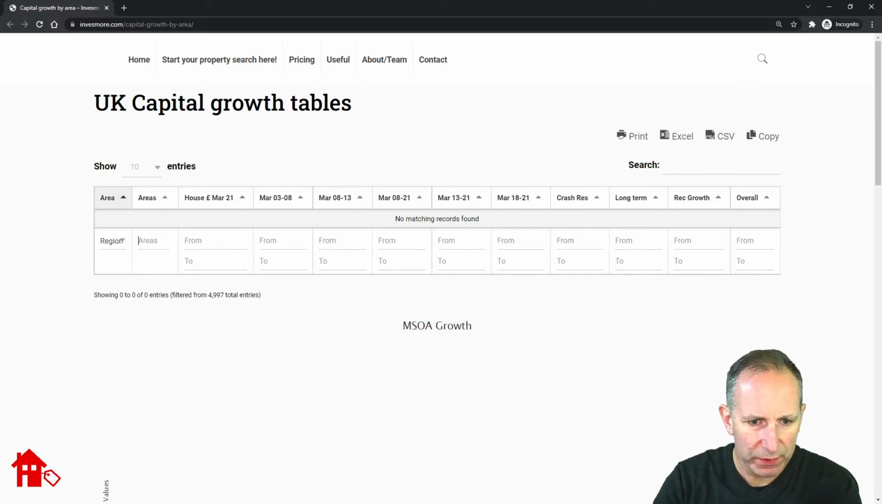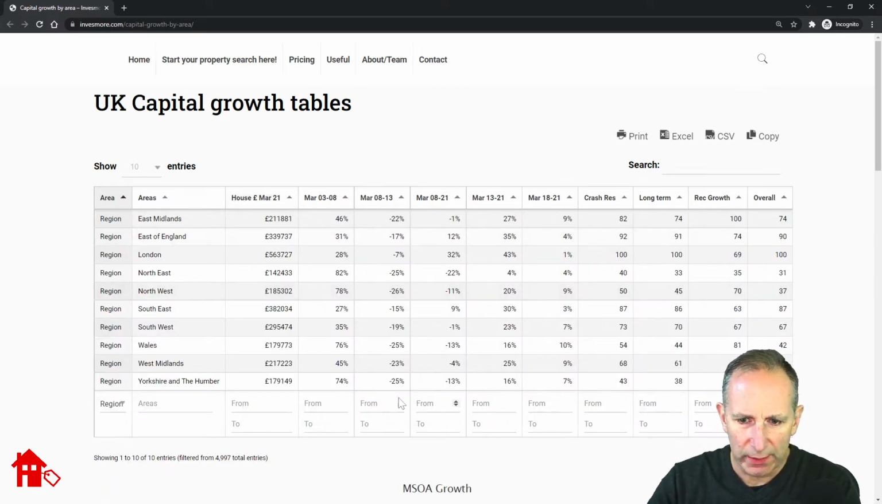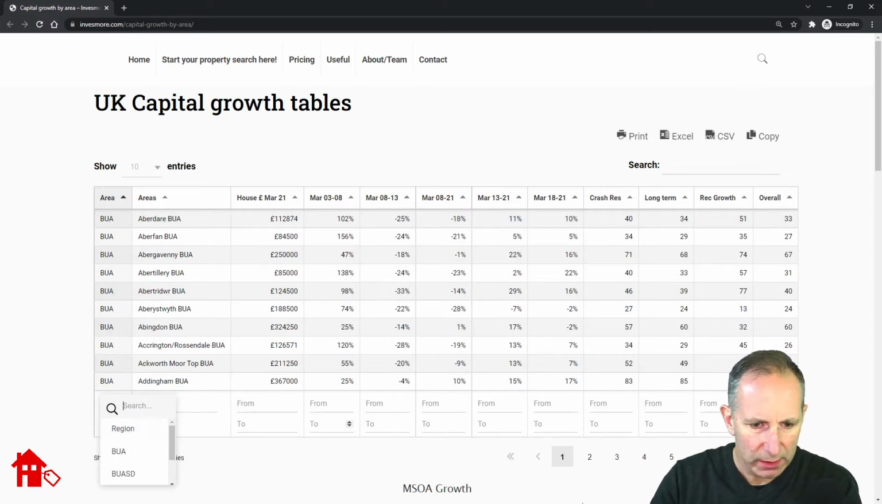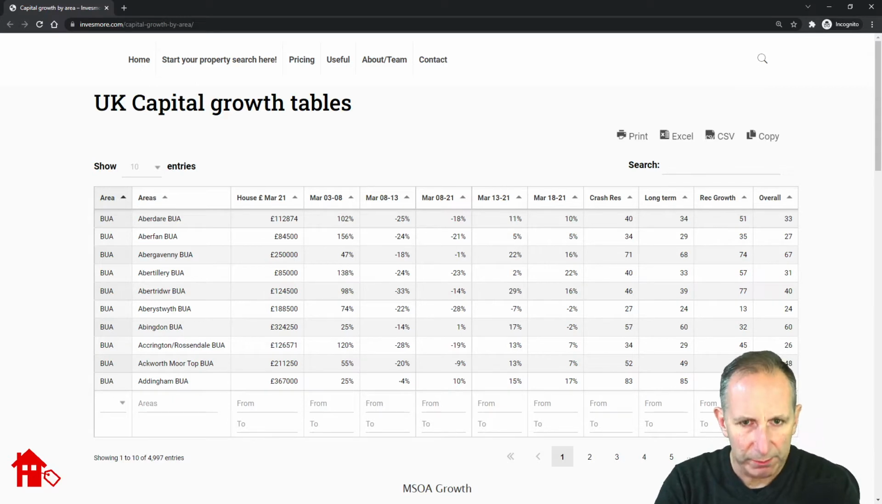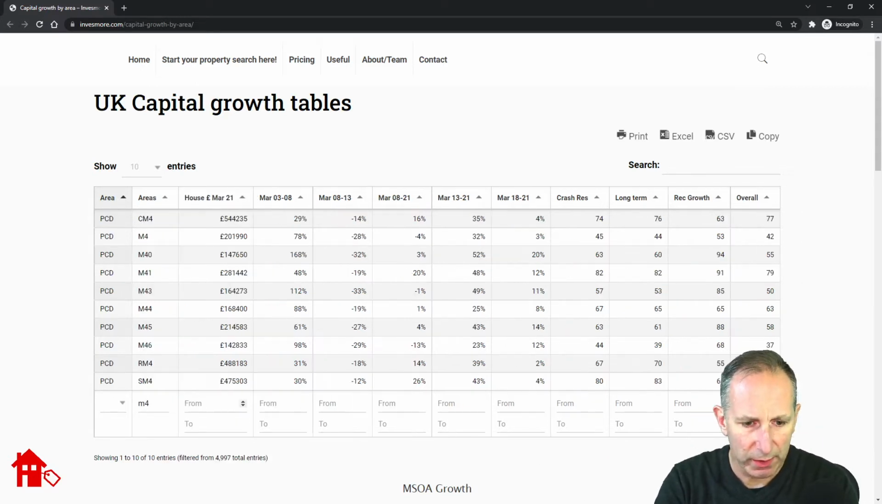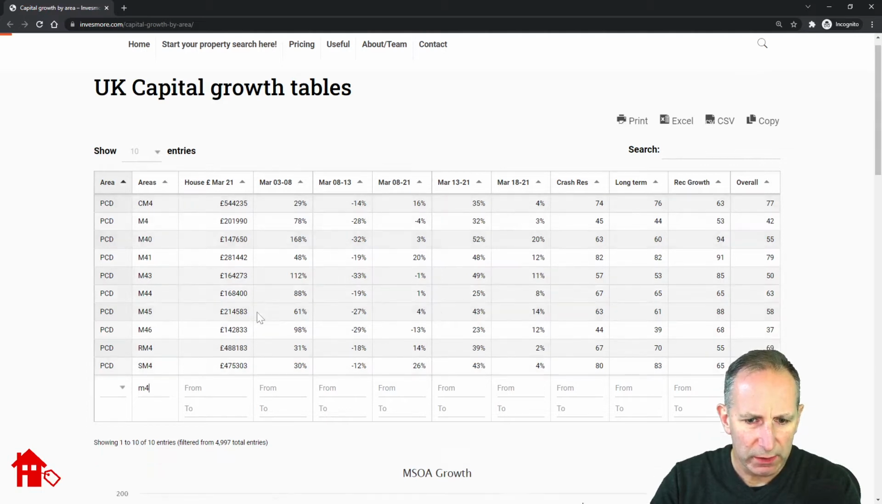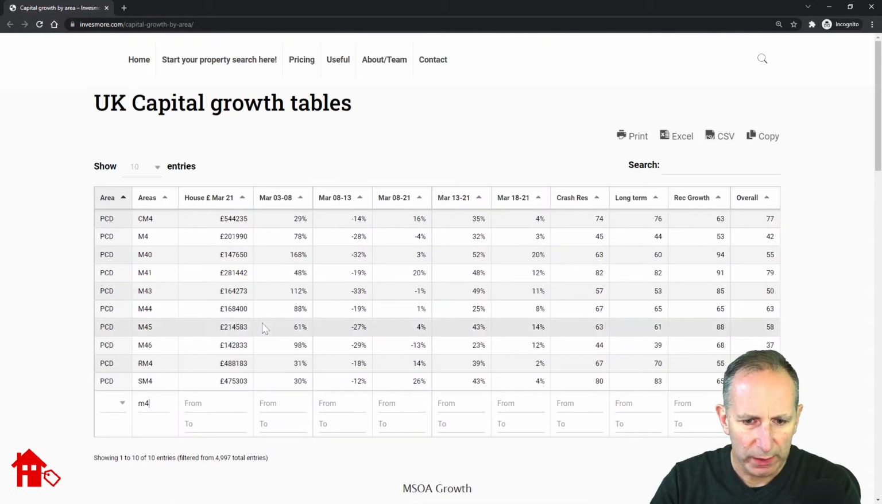I'll just clear that field. And then it shows you the averages for these overall regions. And you can clear that. So most of the time I expect you would use it for checking postcode districts, for example M4, and you can see here you've got quite a lot of M beginning with 4, like M40, etc.